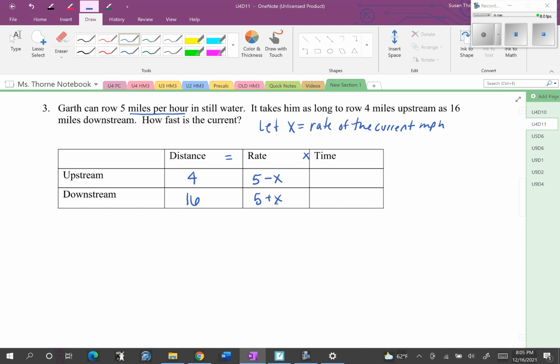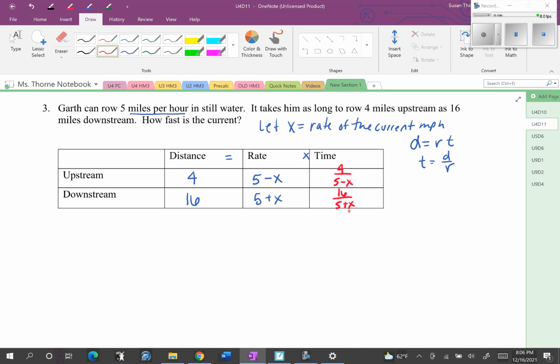So for this, we are trying to figure out, we know again that distance equals rate times time. So the time is going to be equal to the distance over the rate, because we don't know what that is. So we're just going to take our answers here and divide them. So the distance is 4 over 5 minus x for upstream, and 16 over 5 plus x for downstream. And it says we want to figure out how fast is the current.